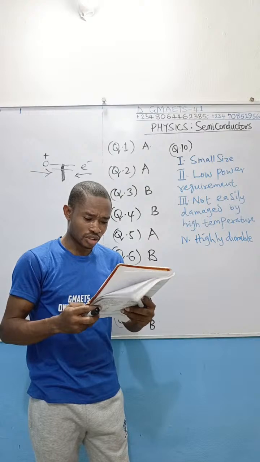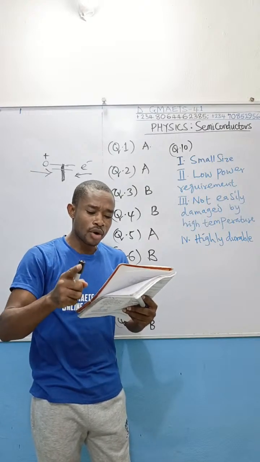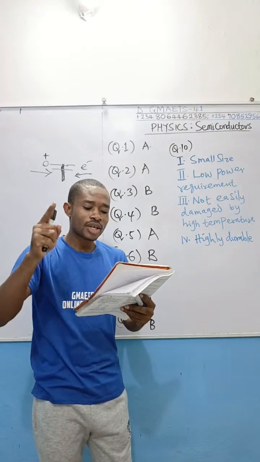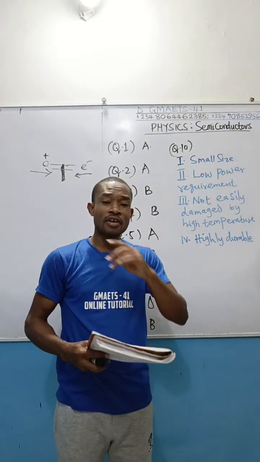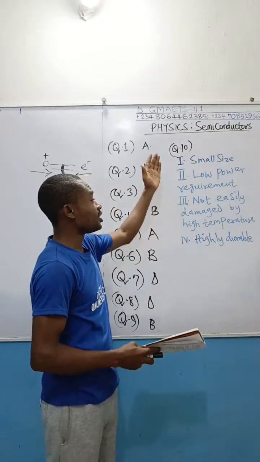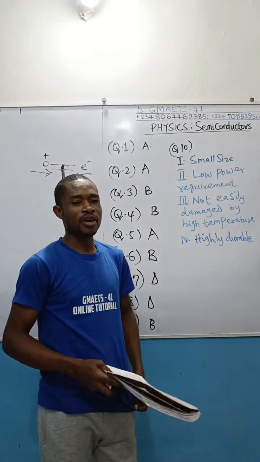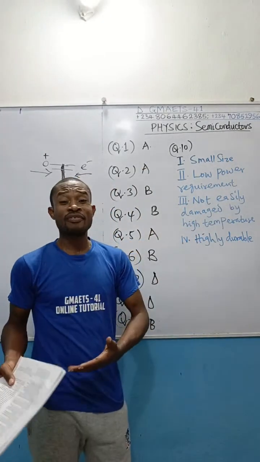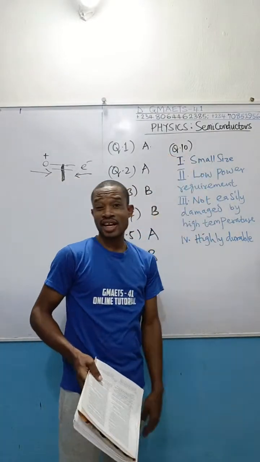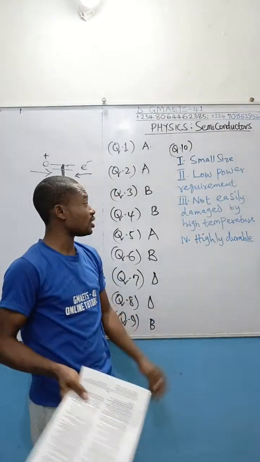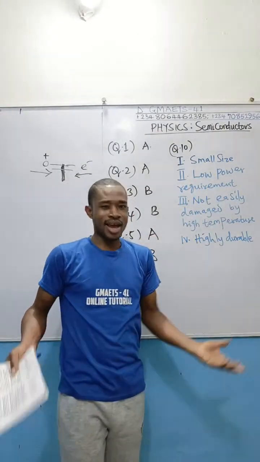And we have this question: which of the above are advantages of semiconductors? Looking at small size, remember when I talked about the PN junction diode, the advantage over thermionic, I told you something about small size, so that one is an advantage of semiconductors generally. Low power requirement, yes, an advantage.